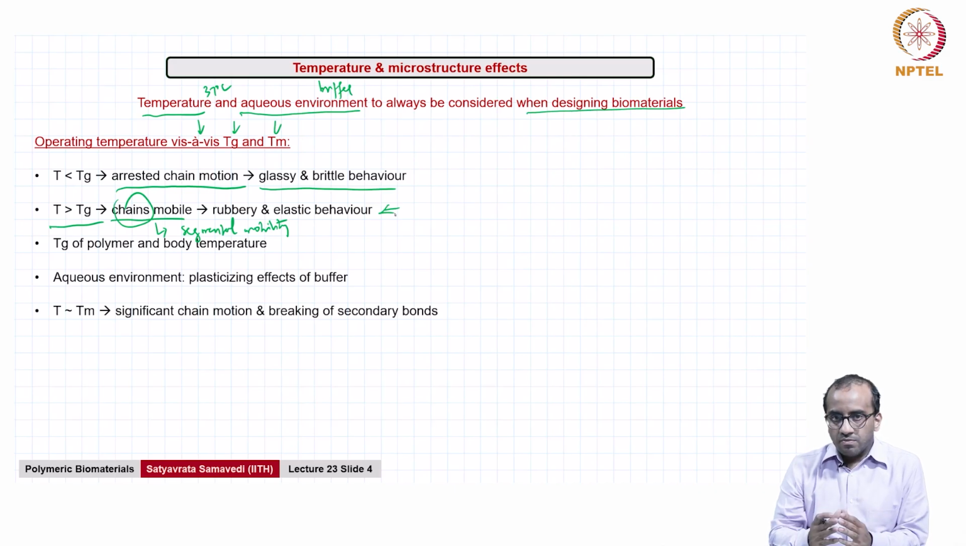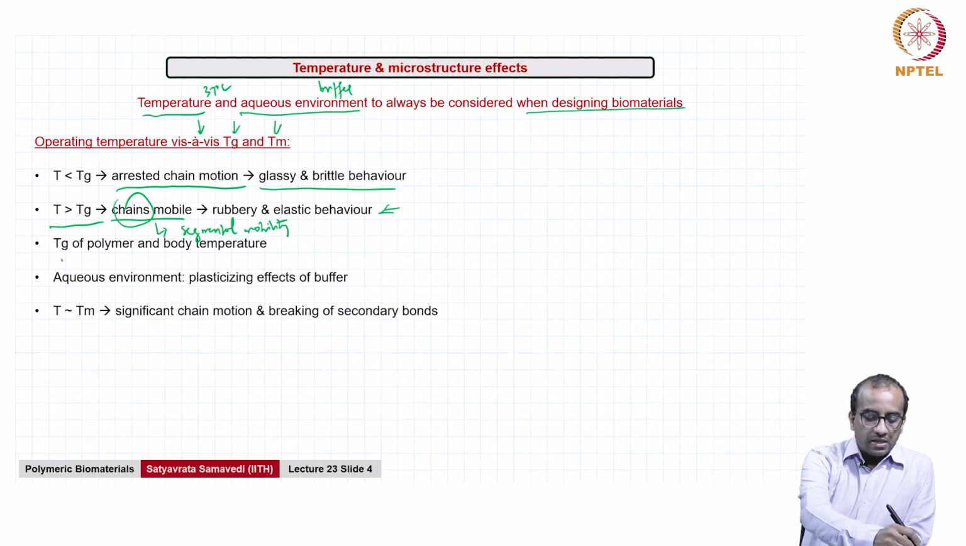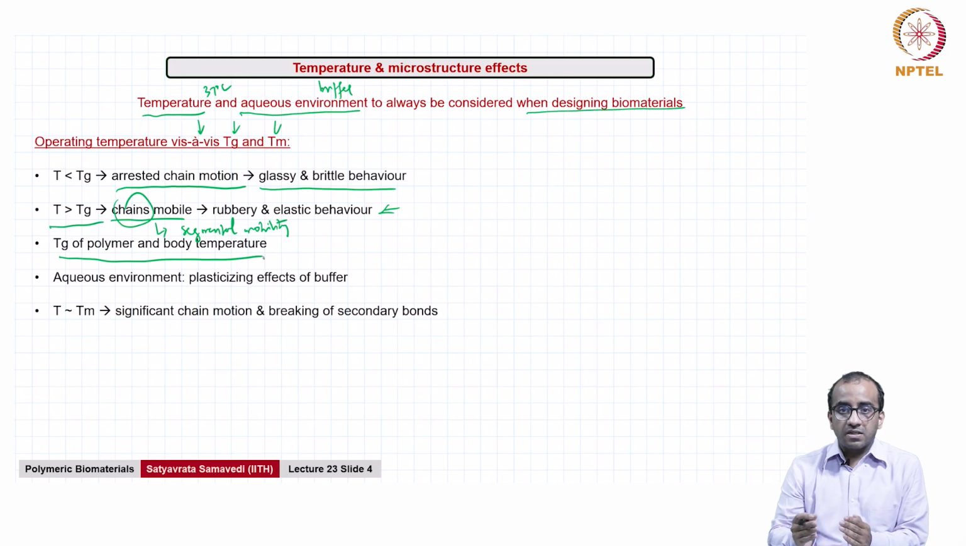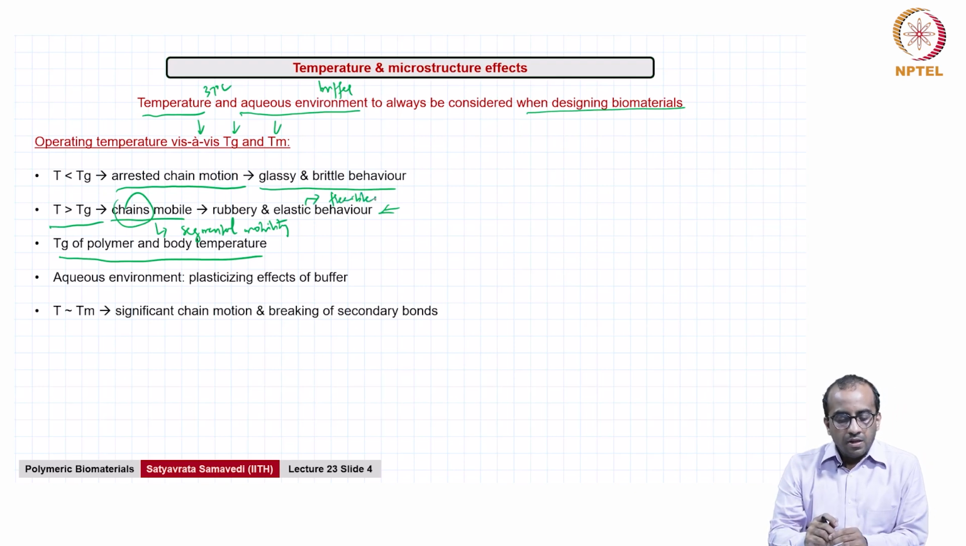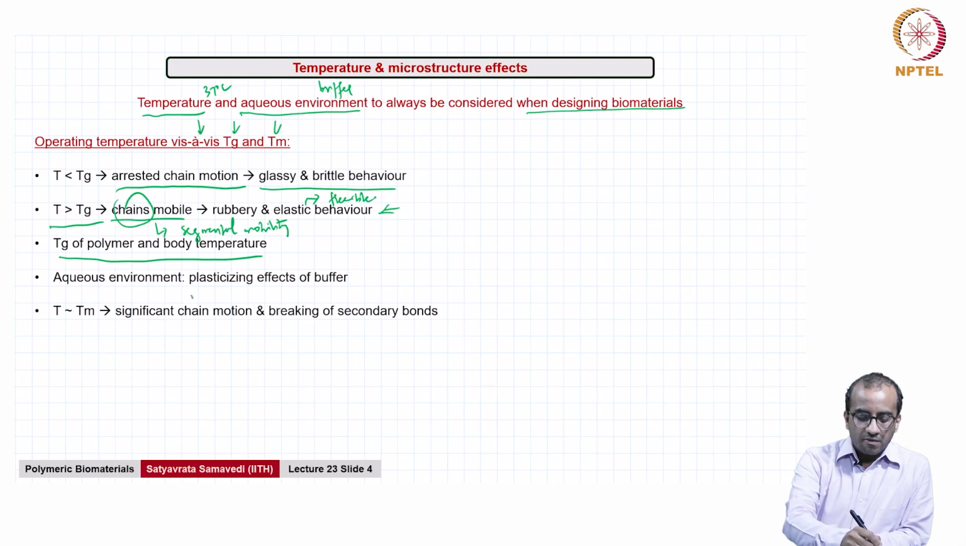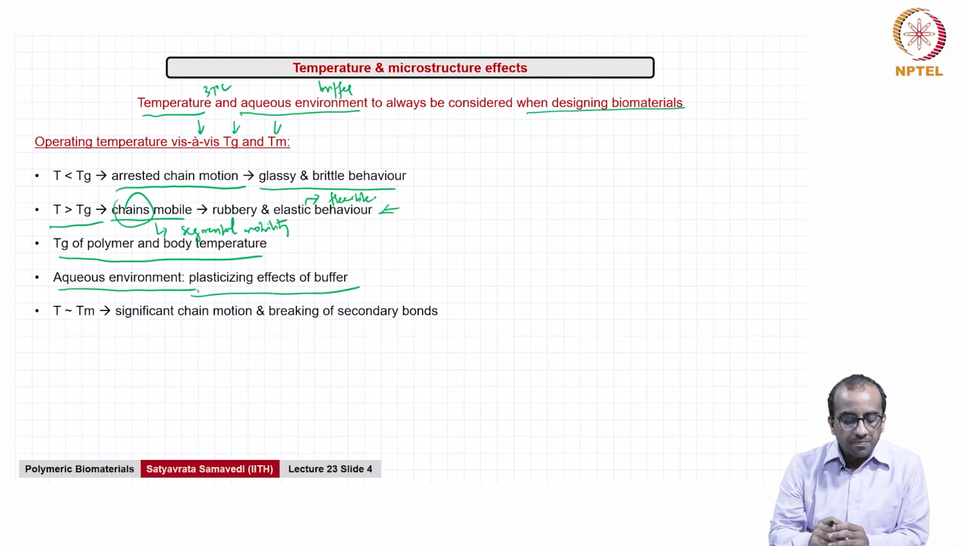And that is why most elastomers will be used above their glass transition temperature. So, again, keep in mind that the Tg of the polymer here plays a critical role and should be contextualized against the body temperature to determine whether it is going to be more glassy and brittle, or is it going to be rubbery and flexible. So, this here should be interpreted to mean flexible. Of course, there is the plasticizing effect of the buffer itself. This is just the presence of water in the aqueous environment in the body.